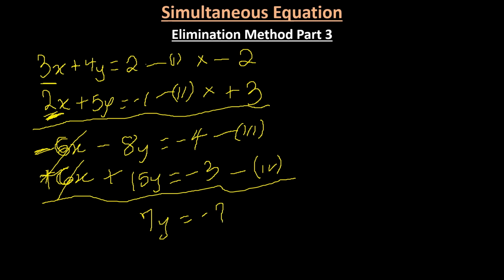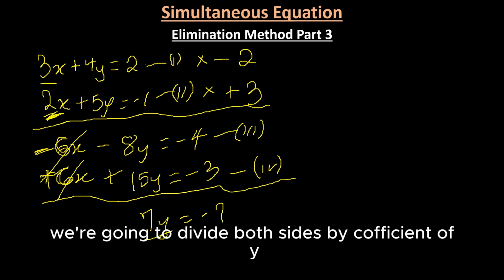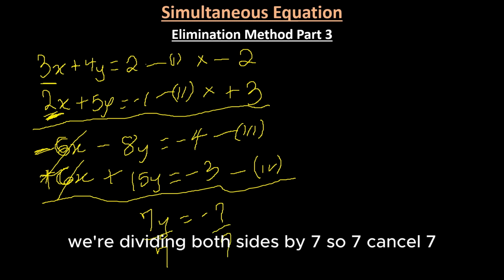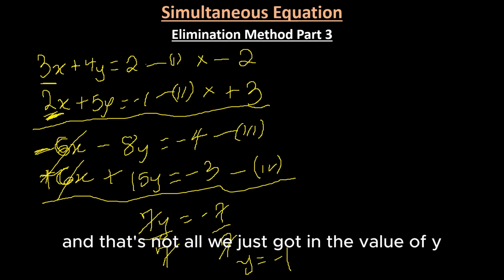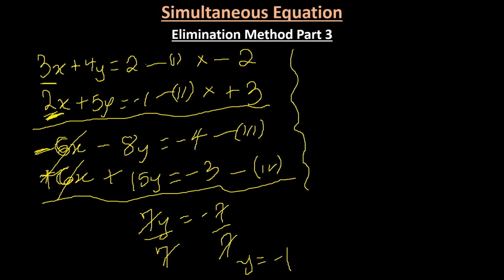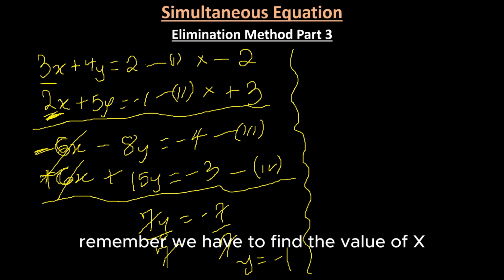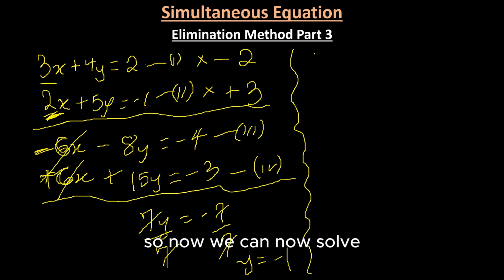For us to get the value of y, we're going to divide both sides by the coefficient of y. We are dividing both sides by 7. So 7 cancels 7. Therefore, our y is equal to -1. And that's not all. We've just gotten the value of y. Remember, we have to find the value of x too.